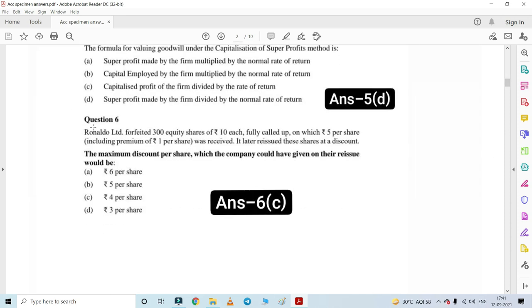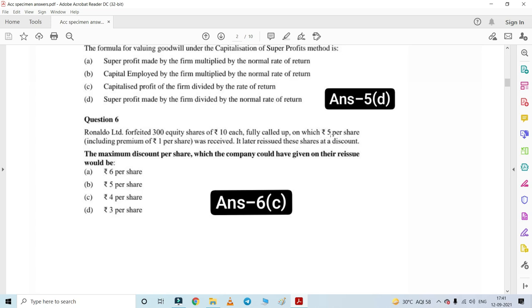Now the next question is, Ronaldo Limited forfeited 300 equity shares of rupees 10 each, fully called up, on which rupees 5 per share including premium of rupees 1 per share was received. It later reissued these shares at a discount.